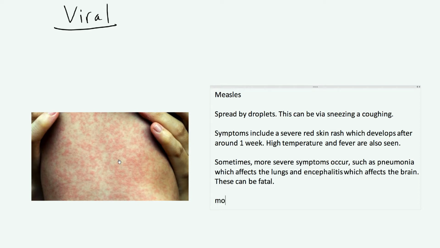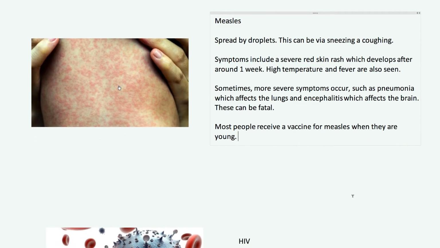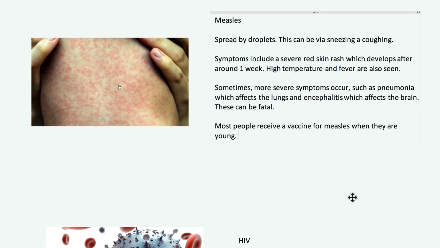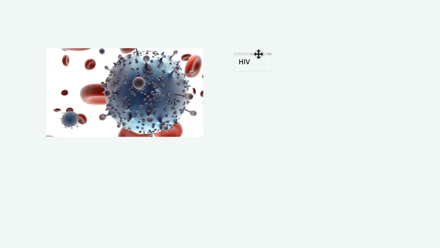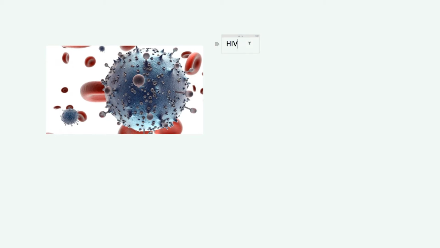And very likely you have already been vaccinated against it. Most people receive a vaccine for measles when they are young. All right, so that's one example of a virus. Another one, which you can see here, rather than showing the symptoms, we're going to show the actual virus. This is HIV. You've probably heard of this. It's a particularly nasty virus.